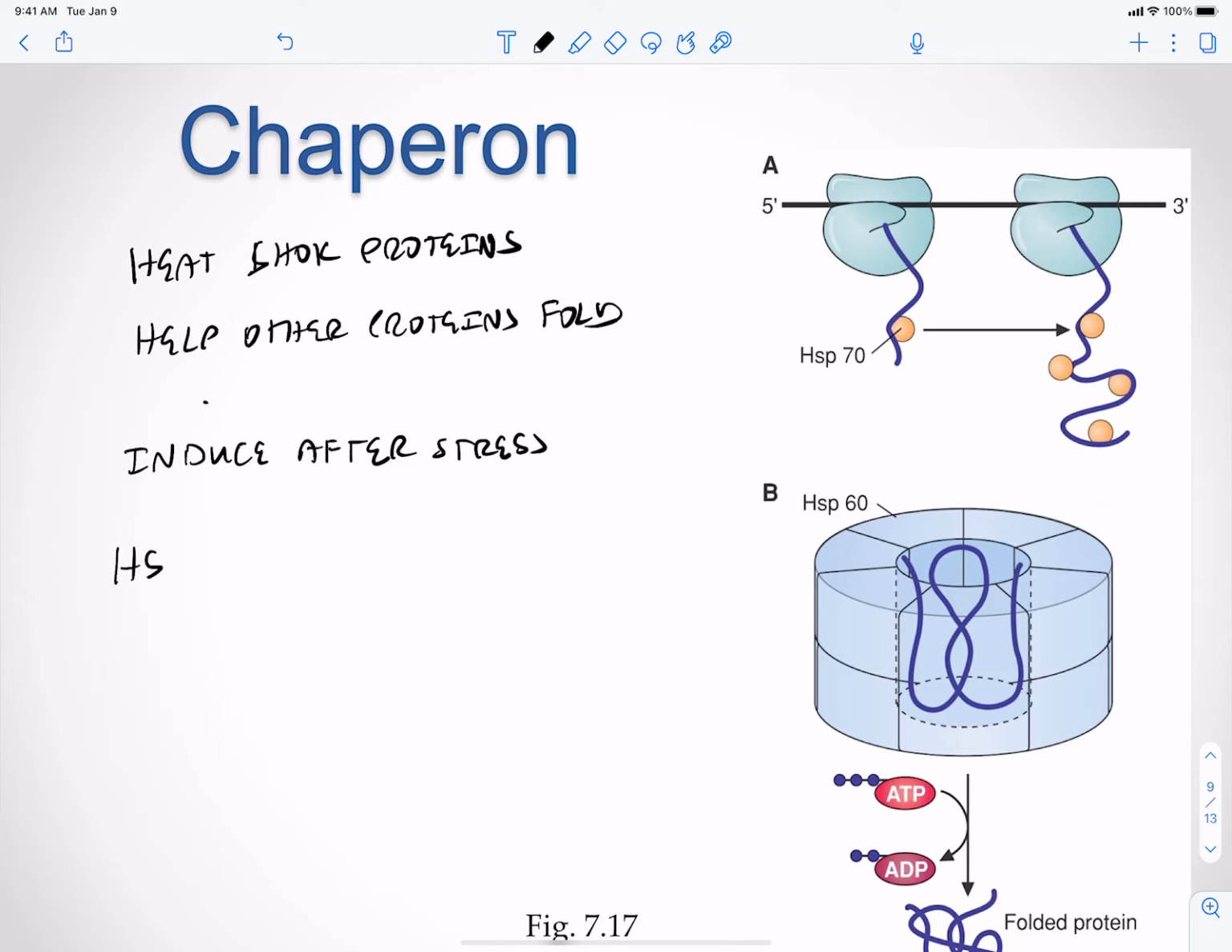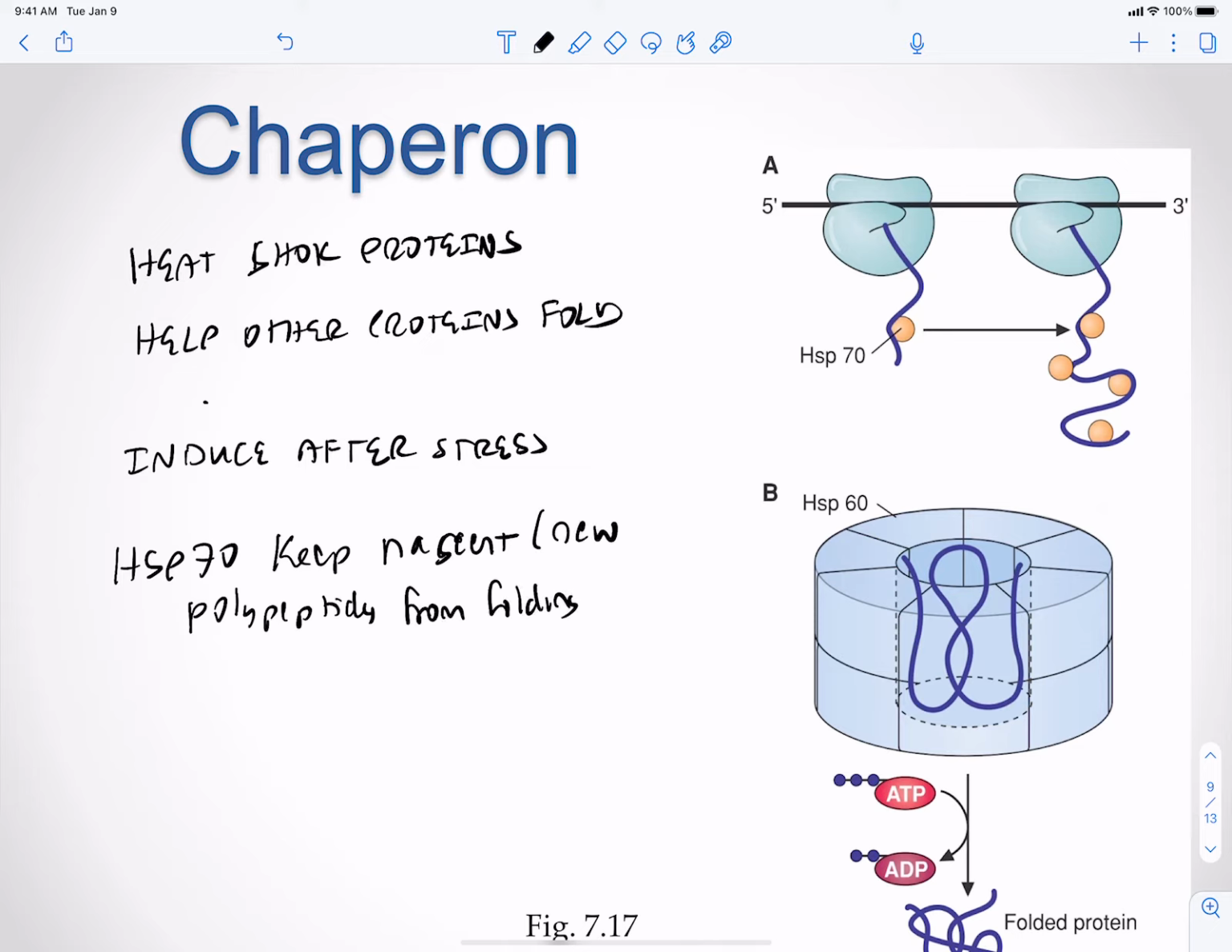One famous one is heat shock protein 70, and this keeps nascent proteins from folding. And nascent means new, newly made. Heat shock protein 60 helps proteins refold.